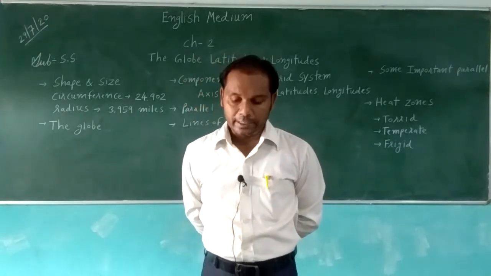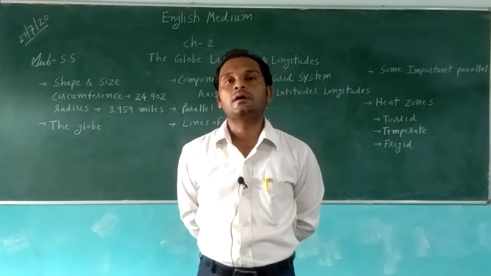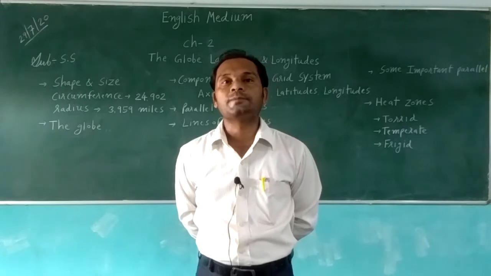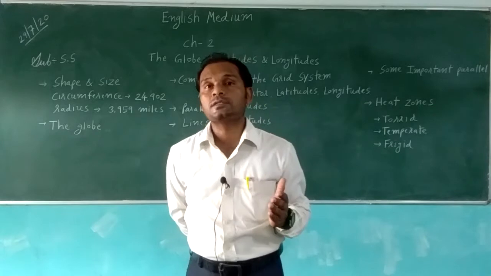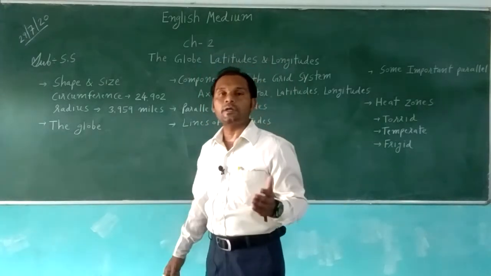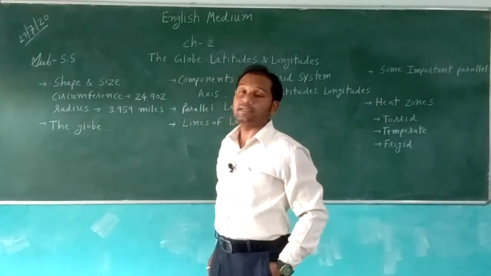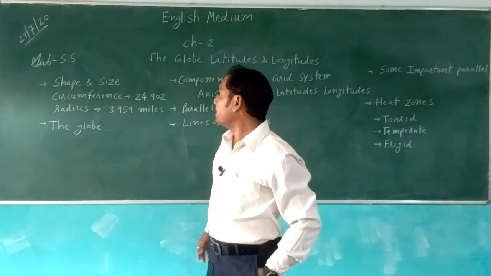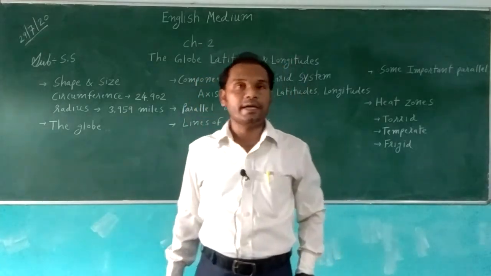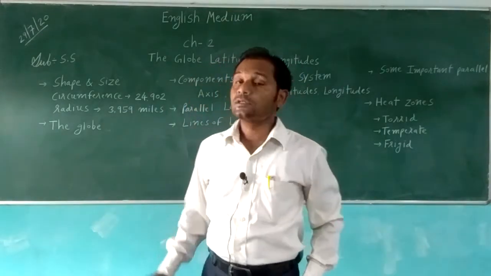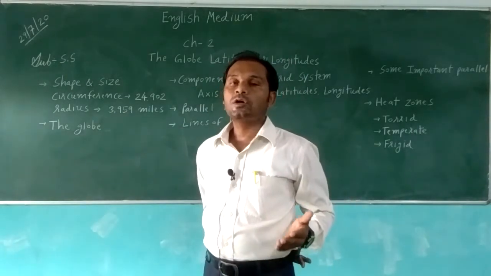The term used for the Earth's shape is geoid. Then the circumference of the Earth, we can measure at its equator, is 24,902 miles, and the radius of the Earth is about 3,959 miles. So now we'll learn about the globe.